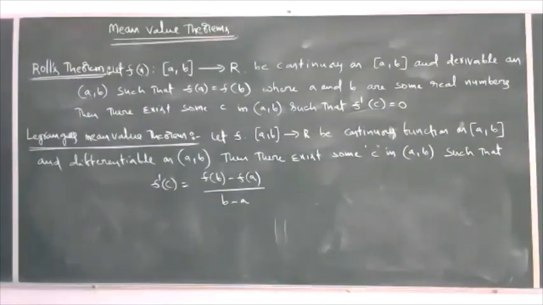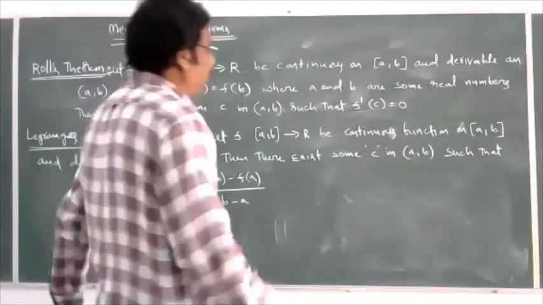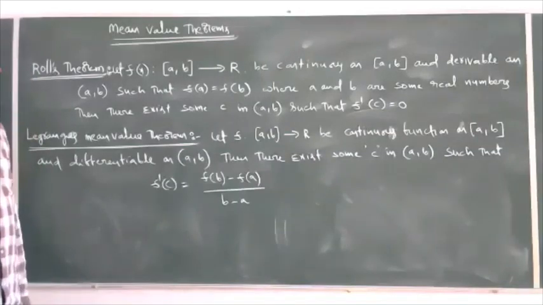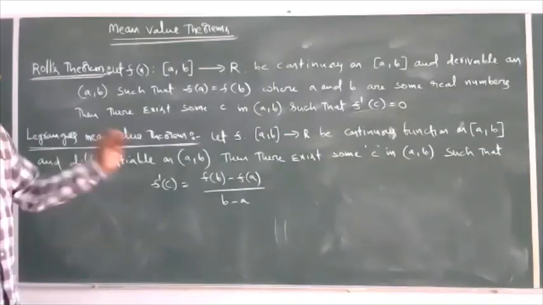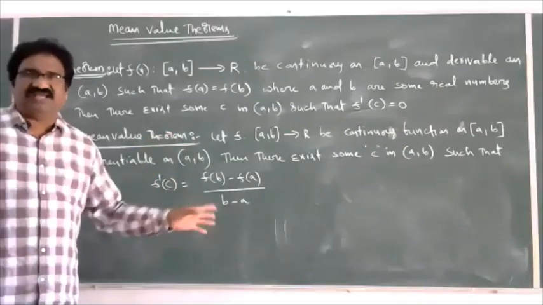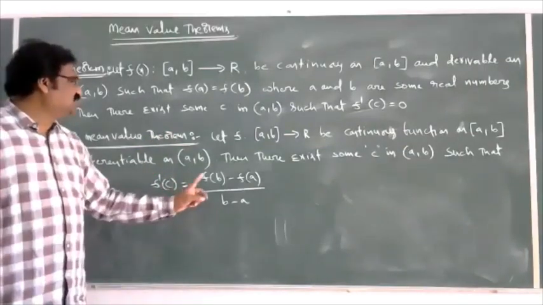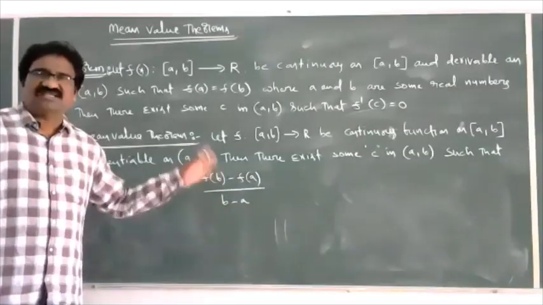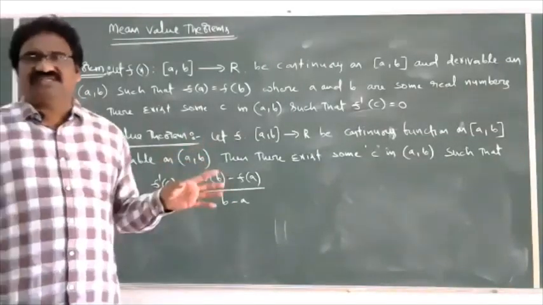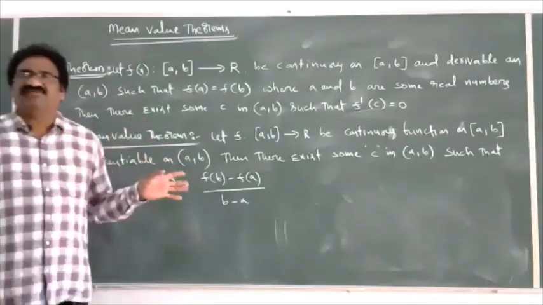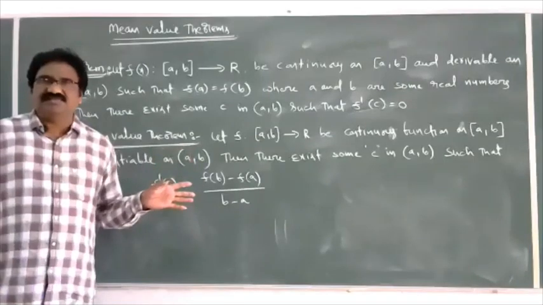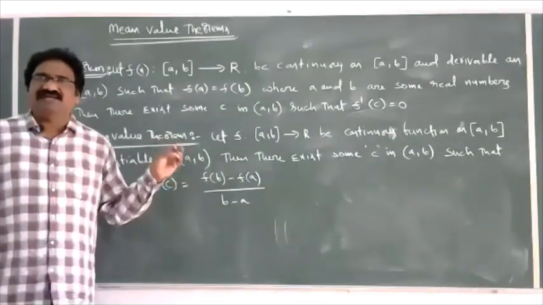Here also, first verify that the given function is continuous on the closed interval a comma b and differentiable on the open interval a comma b. Then we verify that there is some real number c belonging to open a comma b such that f dash c is equal to f of b minus f of a by b minus a. If these conditions are satisfied, then we say that the given function satisfies Lagrange's mean value theorem on the given interval.